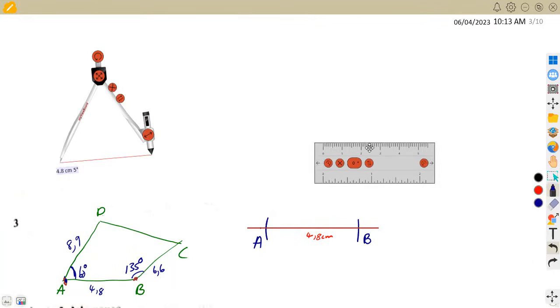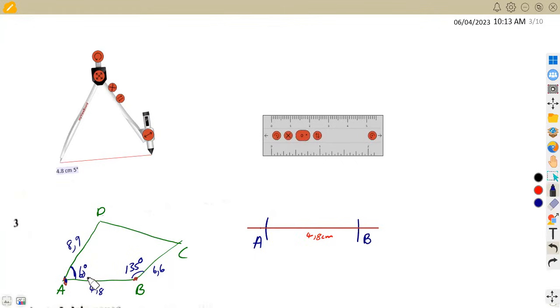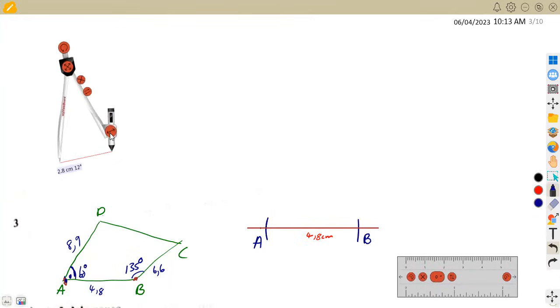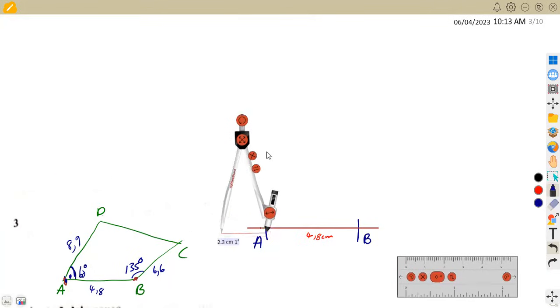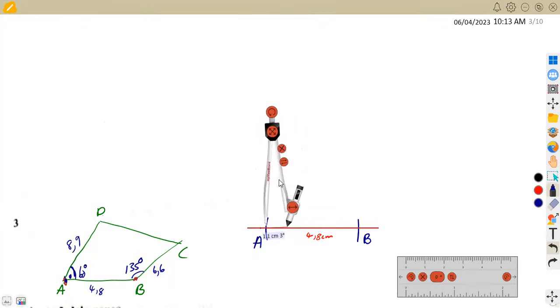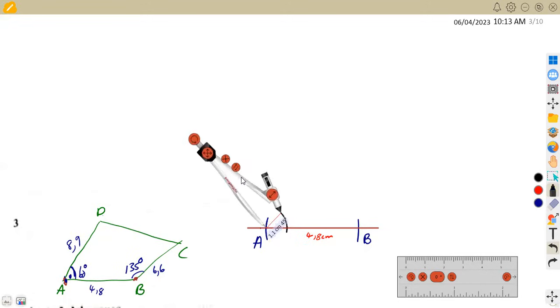Anyways, let us move on to the other part. Now we can measure our angles. We've got the angle of 60 degrees here. Remember what I said, guys: for you to measure 60 degrees, you're going to mark an arc at the point where we are having A. You mark an arc along the side where we need the 60 on the right side. You just mark your arc on the right side.